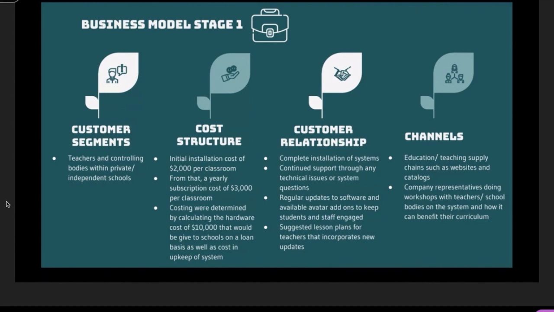In terms of the customer relationship, we work with schools. So we take control of installing it, allowing a really easy thing for them. They don't have to worry about where it's going to sit and having to install it themselves. If there's any issues with the app or the hardware or the interface, we have a straight connection to them. Any problems, we can update it. We can swap things out. It's really easy, and we can also suggest lesson plans for teachers to incorporate within their classrooms.